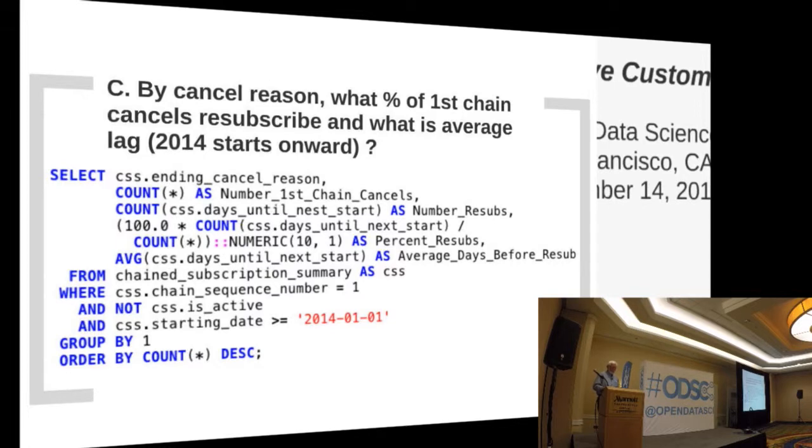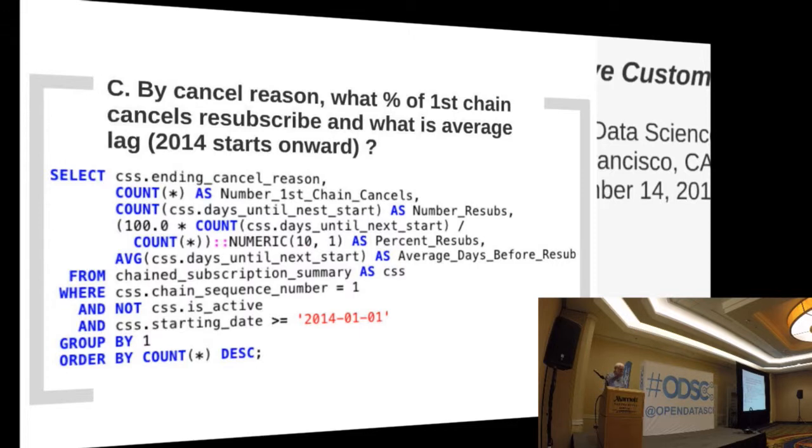We're going to count, this is a little tricky SQL. We're going to count the days until next start as the number of resubs. So if somebody hasn't started a second chain, they didn't reactivate, right? And so you're counting the nulls, you don't count nulls. Ratioing it out like we did before, and then the bottom one is averaging that out. So the average number of days before they resubscribe.